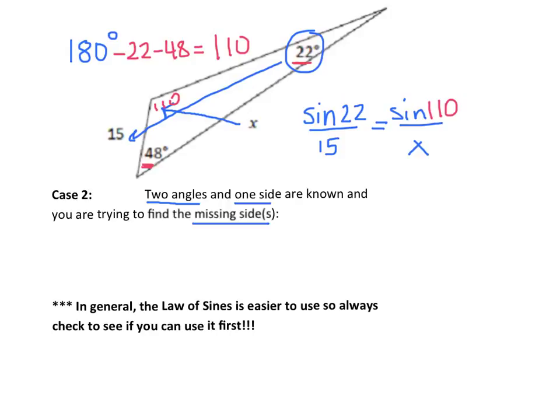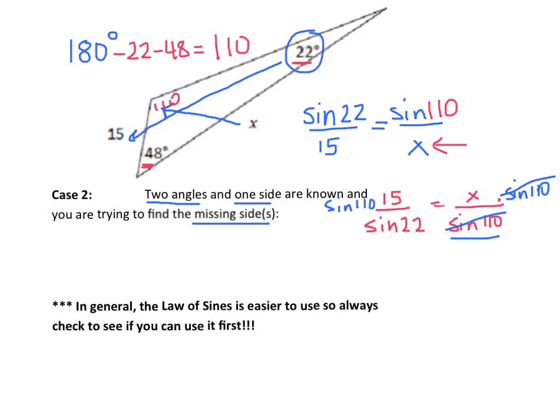Now this is one of those cases where I am finding that x is on the bottom. So notice what happens if I simply flip everything over. If I have 15 over the sine of 22, and that's equal to x over sine of 110, then all I really have to do is multiply both sides by sine 110. Remember, this is just a number. Sine of 110 is a number. It's not two separate things. So if I multiply this by this number, I have to multiply the other side by the sine of 110. So x is equal to sine of 110 times 15 divided by the sine of 22.